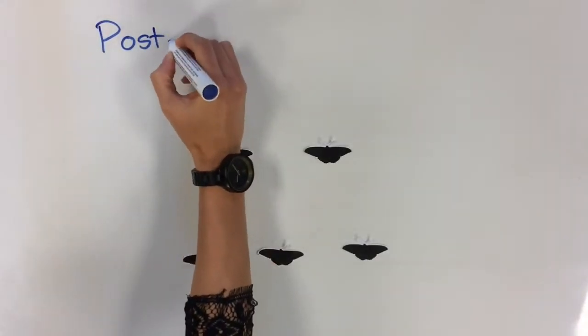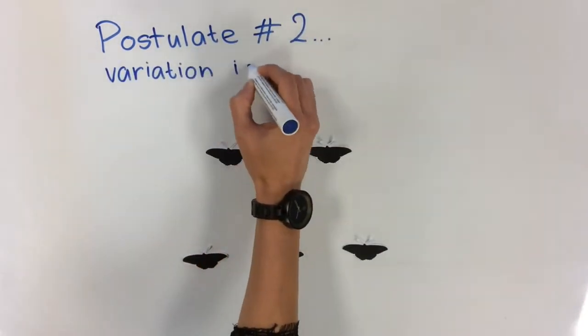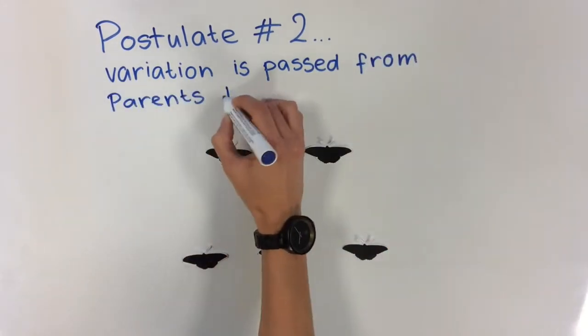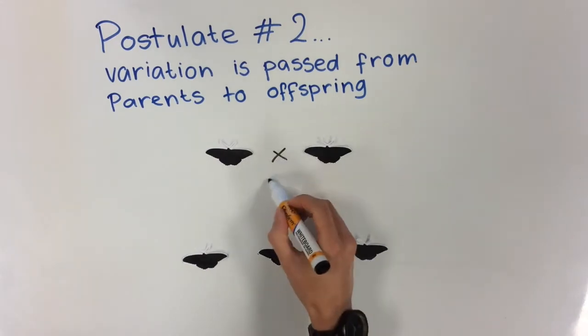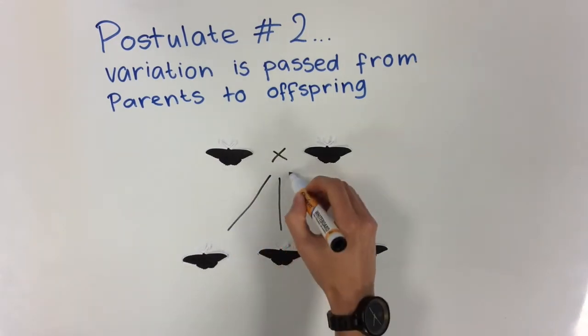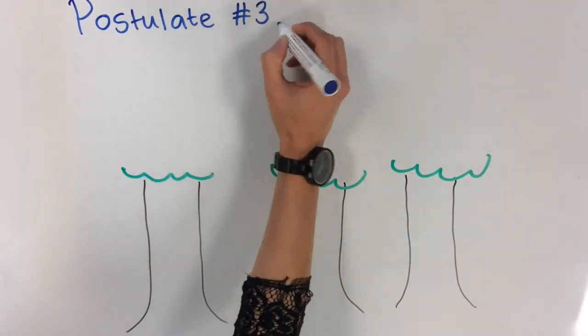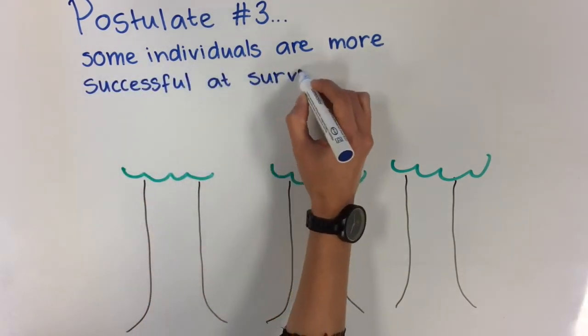The second postulate is that this variation is passed on from parents to offspring. When an organism reproduces, they pass on their genetic code to their offspring. This means that their offspring also inherit the same observable traits. So for an example, if two dark-coloured moths have babies, these babies will be dark too, due to inheriting their parents' alleles.